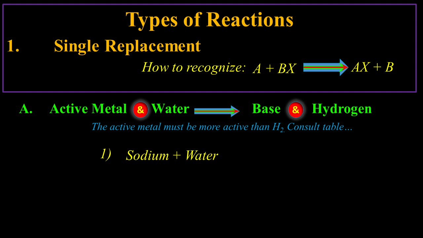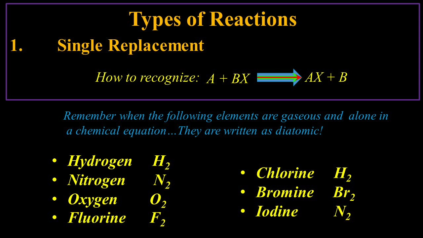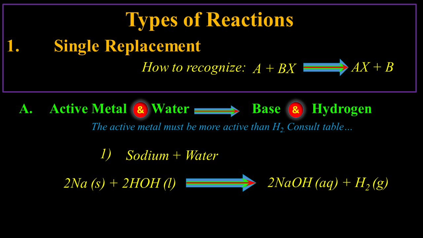And remember, hydrogen exists as a diatomic molecule, as do others. Hydrogen, nitrogen, oxygen, fluorine, chlorine, bromine, and iodine all exist diatomically when they're alone. So the sodium is going to kick out the hydrogen, and you're going to be left with a base, sodium hydroxide, and H2. Now you have to balance the equation.